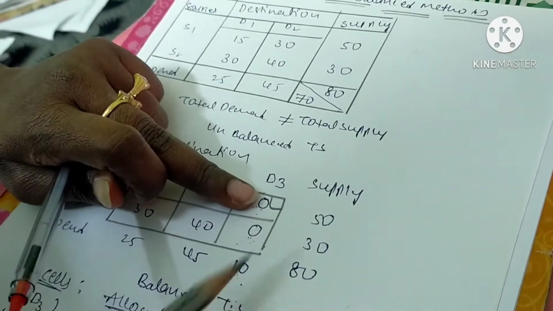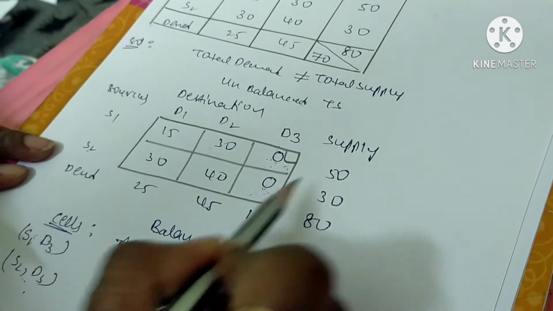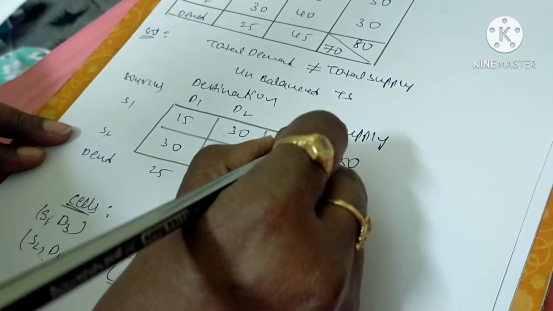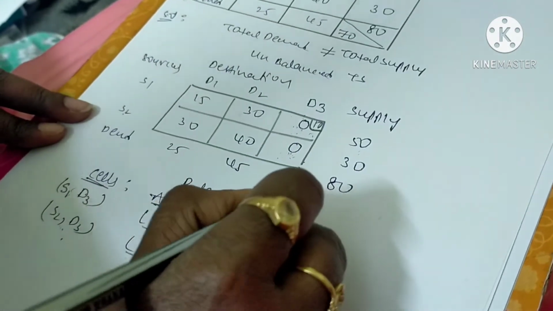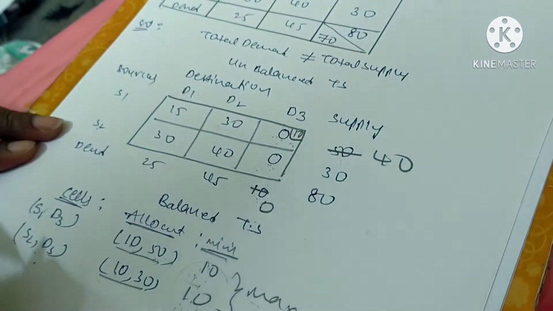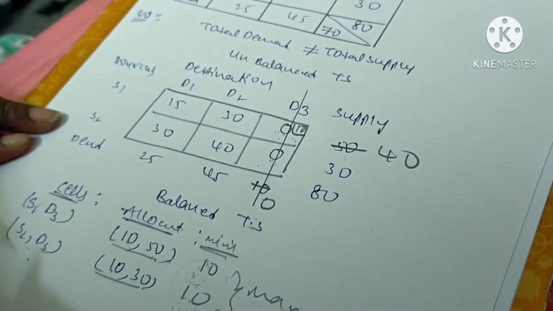From demand and supply, select the least number. Okay, from the demand and supply, which is the least number? 10 is the least number. Now allocate that number here. Deduct that number from both sides. Here we got 0. Here we got 40. Where we got 0 here? Delete that complete column.